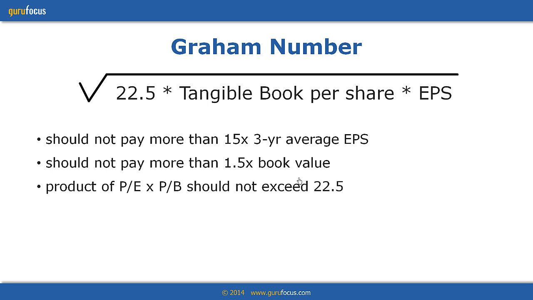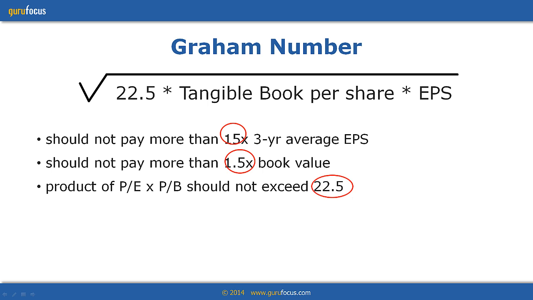But he said if you get it a lot less than 15 times earnings, you can pay a little bit more book. If you get it a lot less than 1.5 times book, you can pay a little more than 15 times earnings. So his thought was the product of your PE multiple and your price to book should not exceed 22.5. All right, so it's just 15 times 1.5 is 22.5.